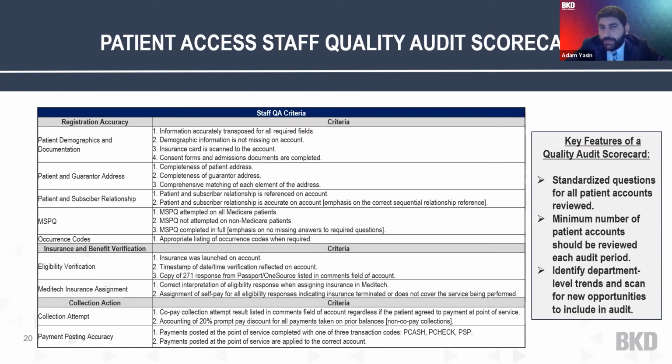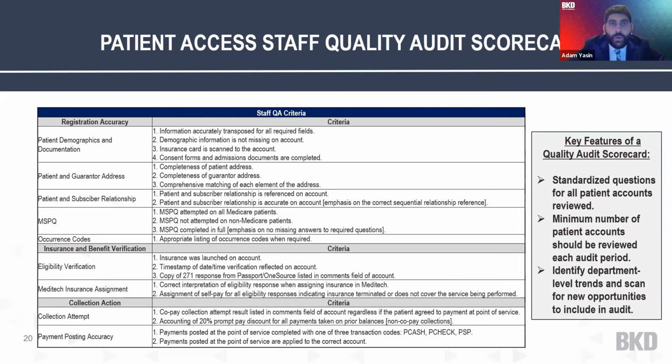So item 2, a minimum number of patient accounts should be reviewed each audit period. You might get into a patient account and see that staff member Adam missed the patient and subscriber relationship. We want to make sure that we're looking at anywhere from 5 to 7 to maybe even 10 accounts over any given period, whether it be weekly, biweekly, or monthly, so that we can understand if that's really an outlier or a pattern that might present a coaching opportunity. And then finally, we want to identify department-level trends and scan for new opportunities to include in the audit.